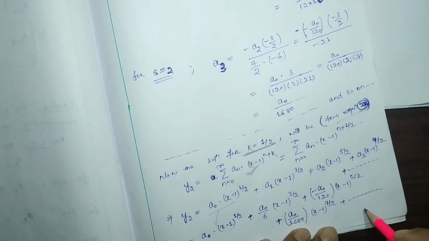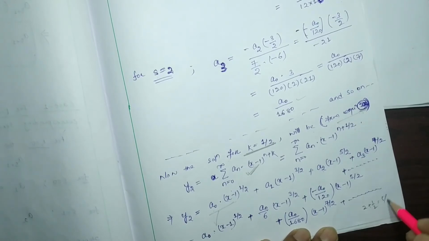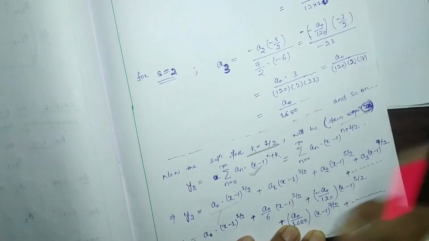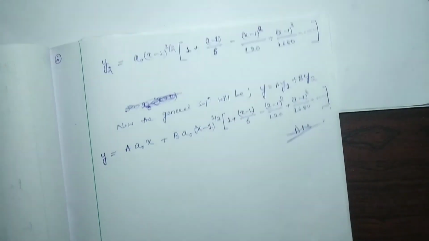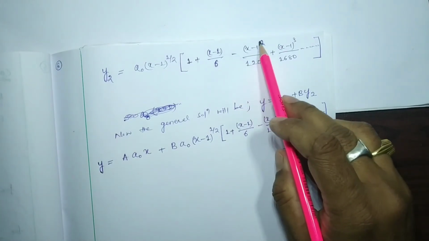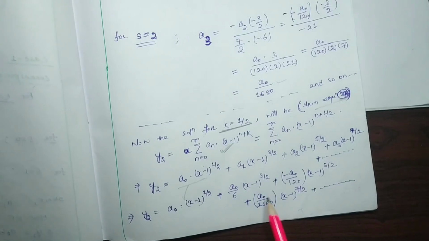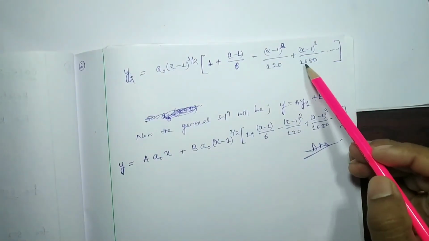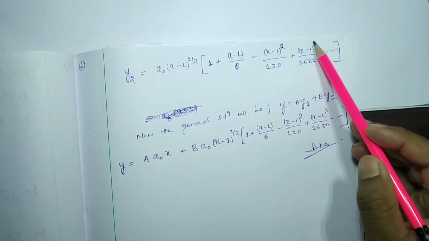2, because 2 plus 1 by 2 is 5 by 2. So here the power will be 3, 3 plus 1 by 2 is 7 by 2. Okay, so like that we have been writing over here. Minus 120 is in the denominator, (x minus 1) to the power 2, then this term will be plus 1 by 6080, (x minus 1) to the power 3, and so on.